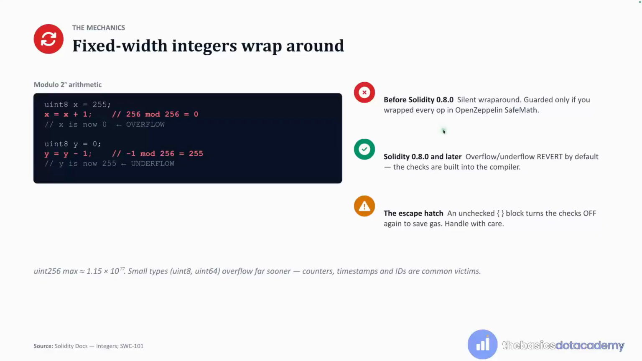The next question is, suppose you want to skip the overflow or underflow check in order to save gas. You can do that by writing the code inside the unchecked block. The unchecked block turns the checks off to save gas. You must handle it with care.